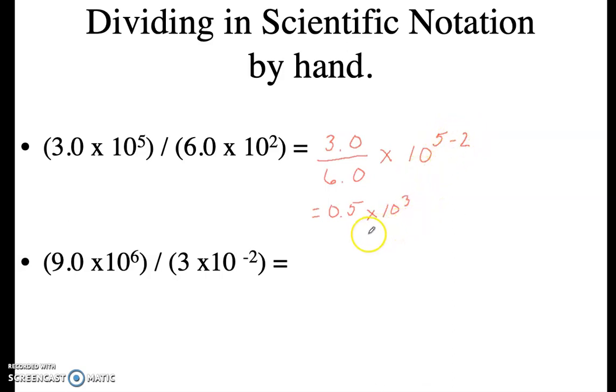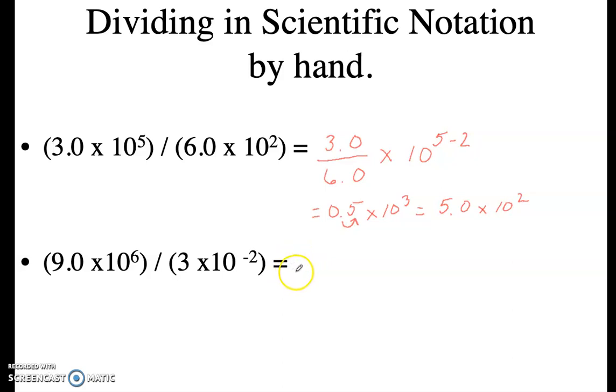Okay. But we're not done yet. This number is not really in scientific notation, so we have to move the decimal over one here. So that's going to equal 5.0 times 10 to the 2nd. If we move the decimal to the right, you're making your number get larger, therefore you have to make your exponent smaller. Okay, little conversion.